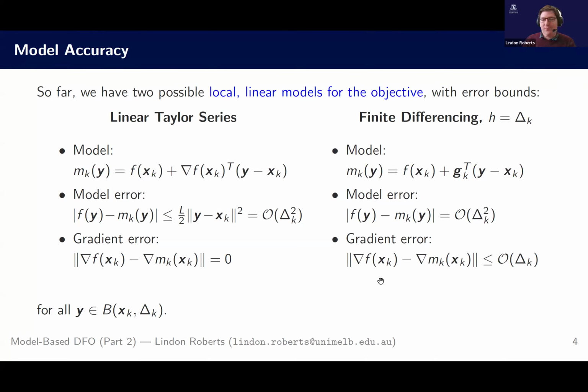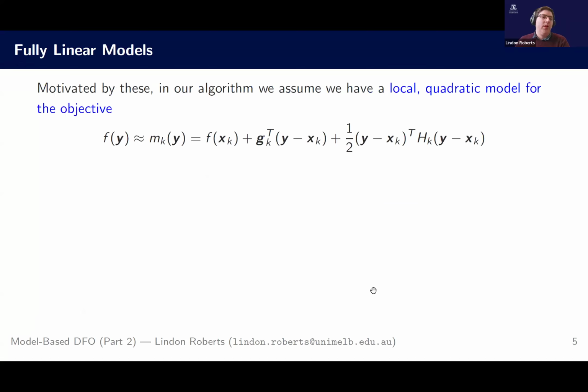So these are two of the very basic linear models we might be able to construct. The model errors are of size delta squared, and the gradient errors are potentially up to size delta. Given that, that's going to motivate the next definition. In our generic algorithm, we're not going to assume a linear approximation. We're going to assume a quadratic approximation, because quadratic in practice is much, much better than linear. But we're going to construct this in some derivative-free way. We're not going to use true gradients and quasi-Newton Hessians or true Hessians. We're going to use some derivative-free mechanism to do this.